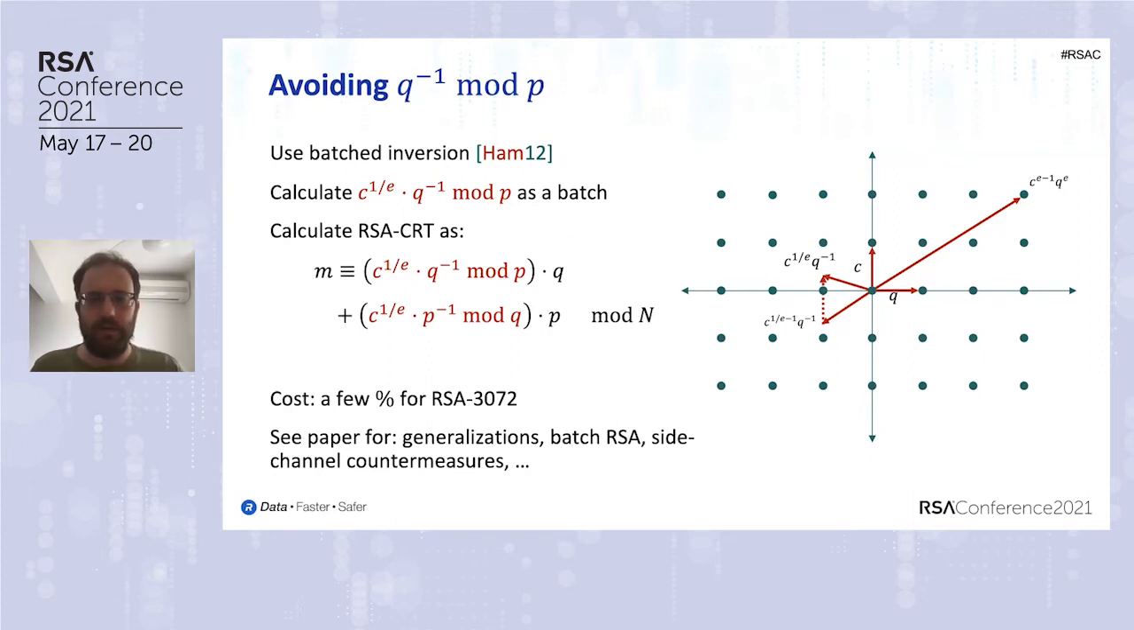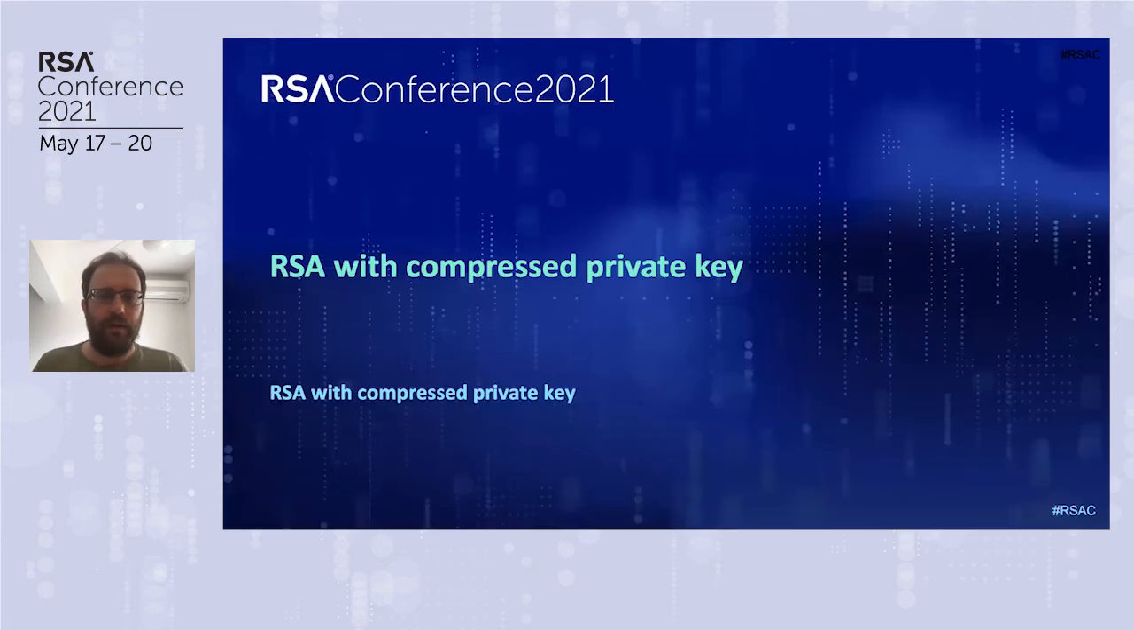It additionally has a somewhat cheaper step of computing C to the E minus 1 Q to the E. And this costs you maybe a few percent for RSA 3072. The other thing to note about this is that it sort of dovetails into existing side channel countermeasures for RSA, in which case it's almost free. Furthermore, there are a number of generalizations in the paper.